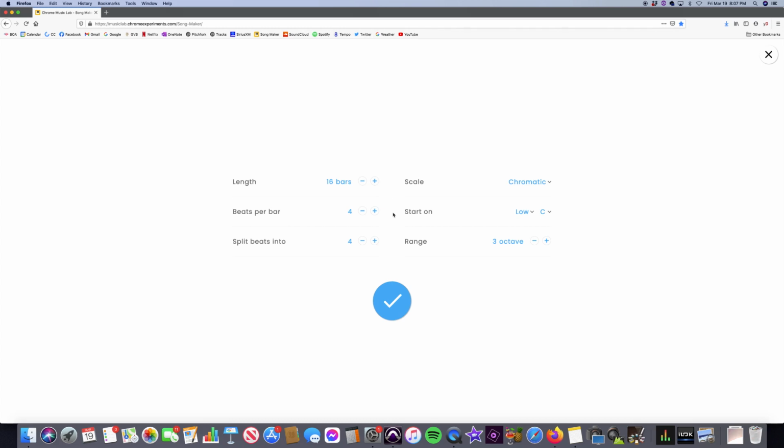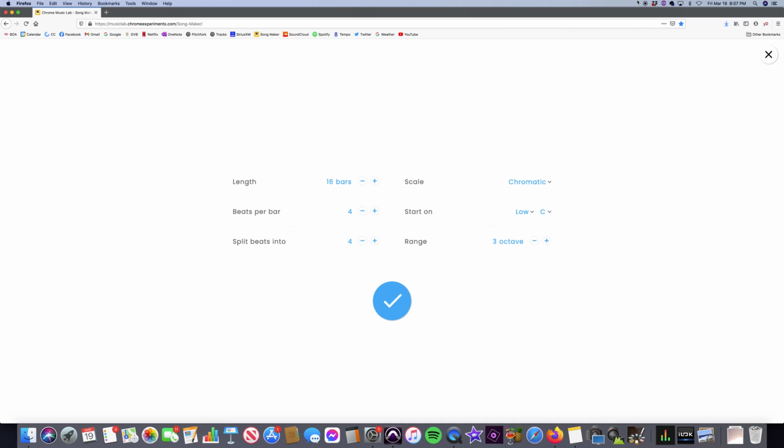Okay, let's look at the next two down. Beats per bar and split beats in 2. So we're putting both of those at 4. First, beats per bar at 4, that's going to give us 4 beats per bar, which is going to put us at 4/4 time, basically, which is the most common time signature. So each bar you have 4 beats.